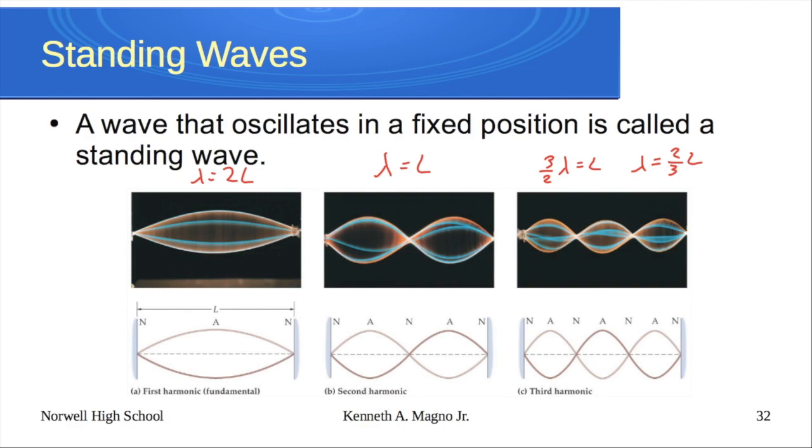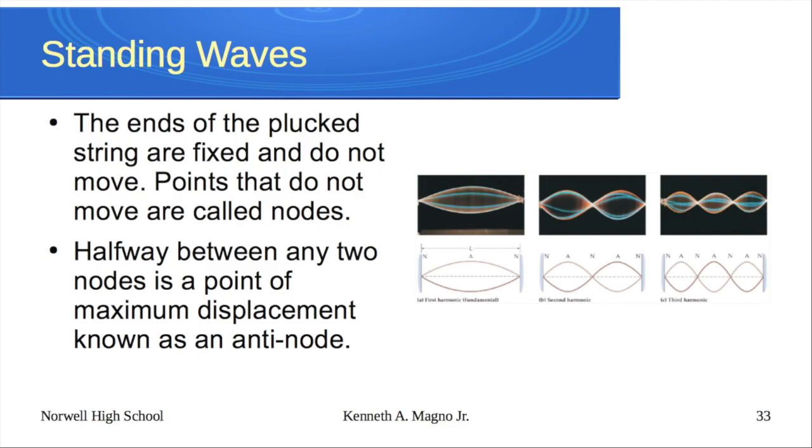And the pattern actually is that lambda, I'm going to write it up top here in black, lambda is equal to 2 over n times L, whether it's the first, second, third, fourth, fifth harmonic. That is the pattern that we're following. So again, just to reiterate, when we have that plucked string with the fixed ends, those are the nodes, and the antinode is in between.